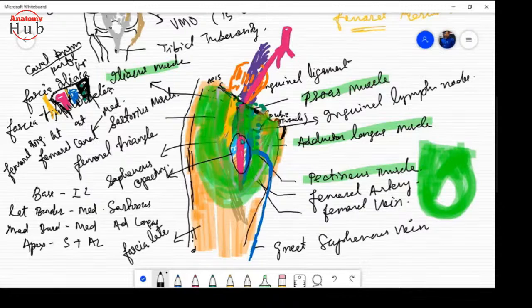But is that opening in an open situation? No. Here you will find fat and soft fascia. This fascia is very loose. It is made up of fat and connective tissue. And this fascia will be known as your cribriform fascia.